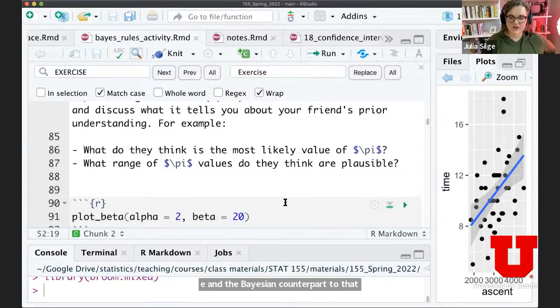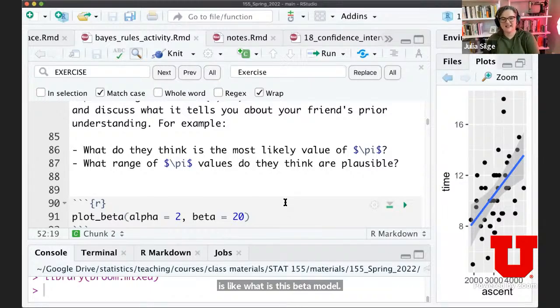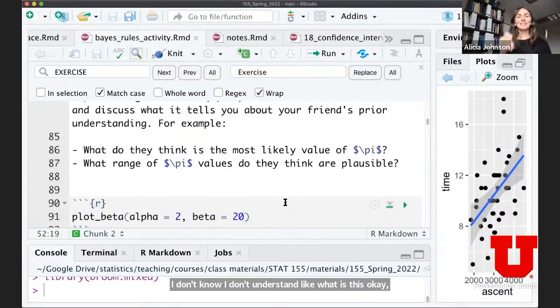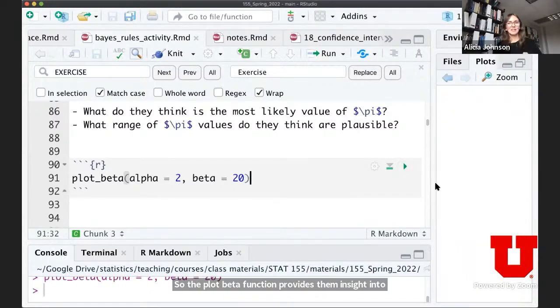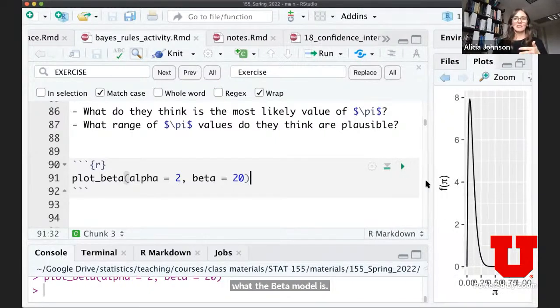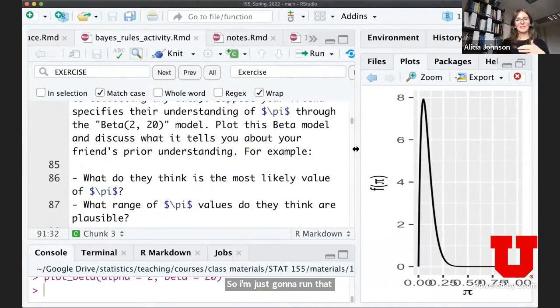Awesome. Well, this next question is about moving forward. Someone is asking, what is this beta model? I don't understand. Okay, so let's look at the beta model. The plot beta function provides some insight into what the beta model is. So I'm just going to run that chunk and show you a picture of the beta model, because it'll be easier to discuss.